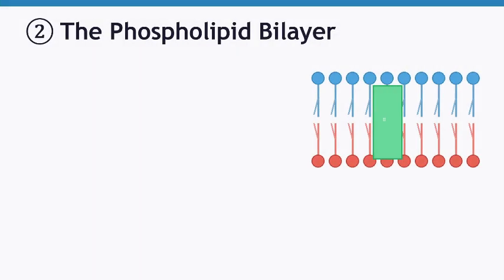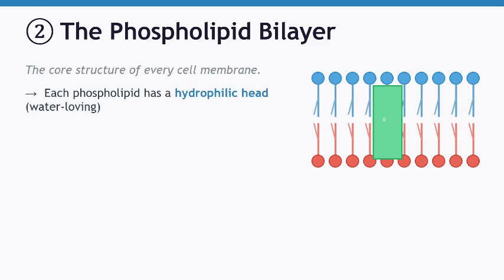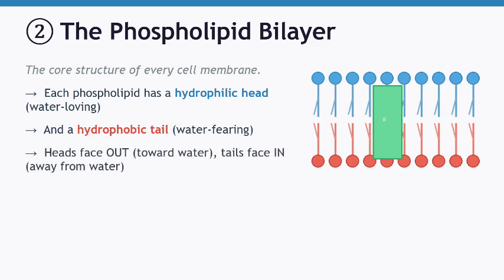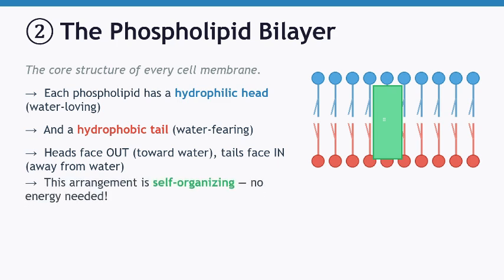Okay, so let's talk about the actual structure. The membrane is made of two layers of molecules called phospholipids. Each one has a head and a tail. The head is hydrophilic, meaning it loves water. The tail is hydrophobic, meaning it absolutely hates water. So what happens? The heads face outward toward the water and the tails hide in the middle facing each other. Two layers, heads out, tails in, that is the bilayer.